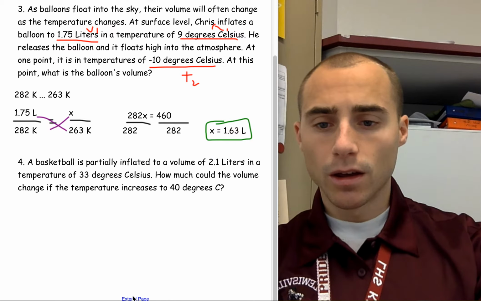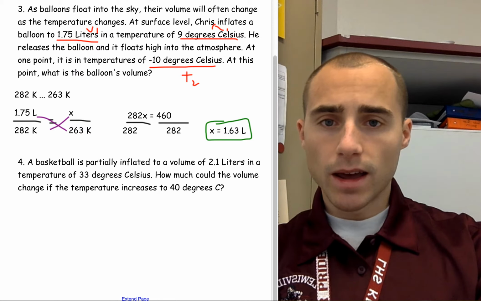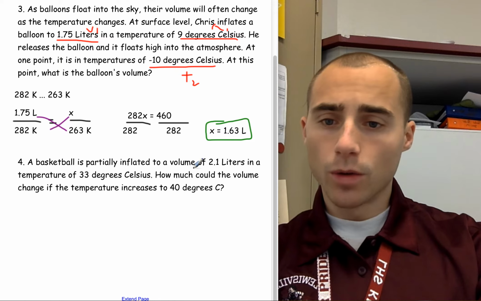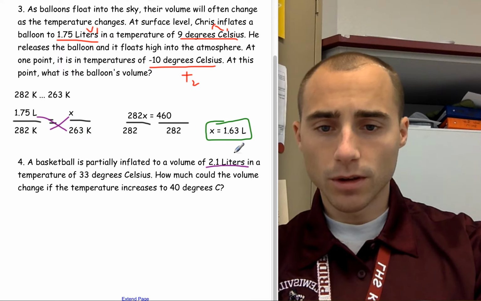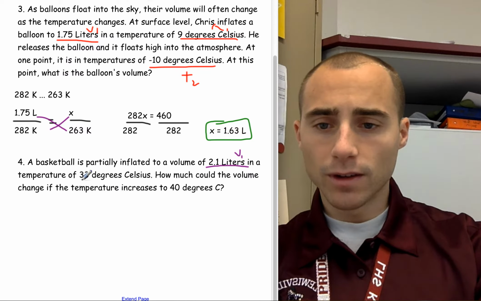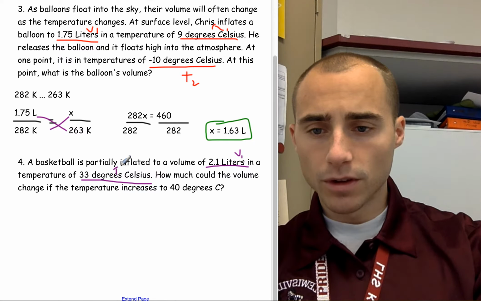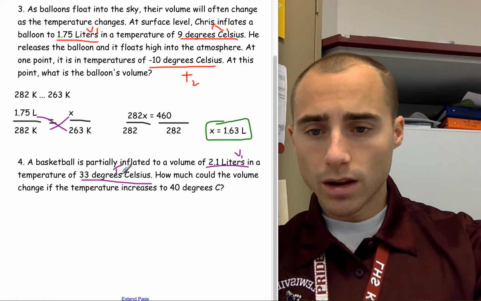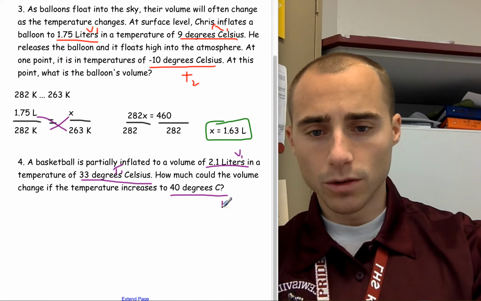relationship. All right. Down here, we have a basketball is partially inflated to a volume of 2.1 liters. So that's going to be our V1. In a temperature of 33 degrees Celsius. So that is going to be our T1. How much could the volume change if the temperature increases to 40 degrees Celsius? So that's going to be our T2, and we're solving for V2.